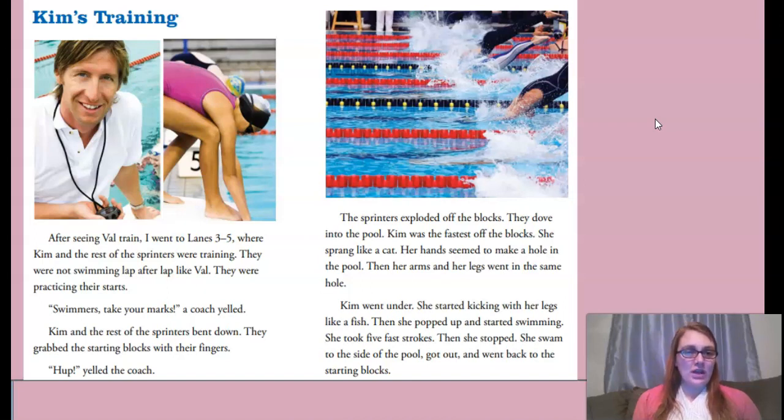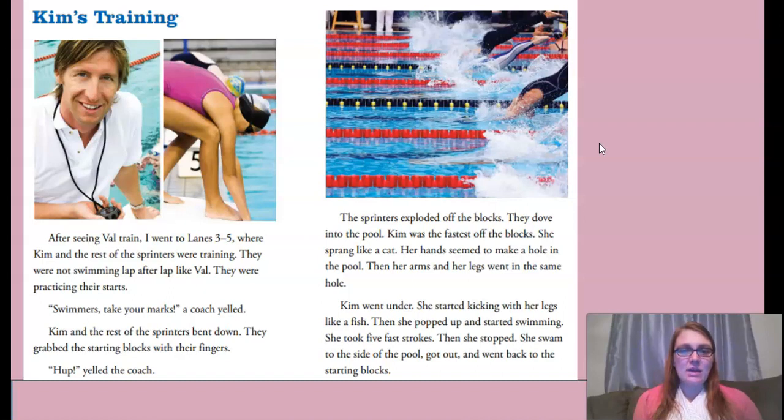After seeing Val train, I went to lanes 3 through 5, where Kim and the rest of the sprinters were training. They were not swimming lap after lap like Val. They were practicing their starts. "Swimmers, take your marks," a coach yelled. Kim and the rest of the sprinters bent down. So there they are, in that position. They grabbed the starting blocks with their fingers. "Go!" yelled the coach. The sprinters exploded off the blocks. They dove into the pool. Kim was the fastest off the blocks. She sprang like a cat.